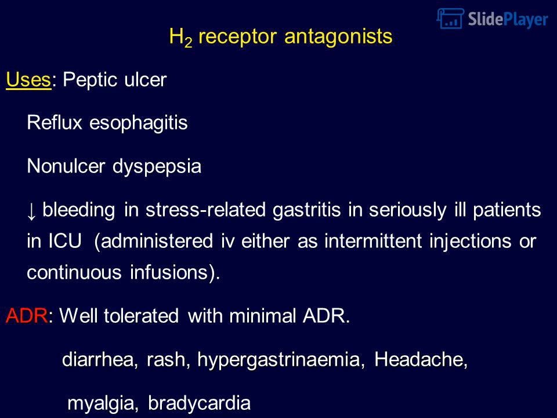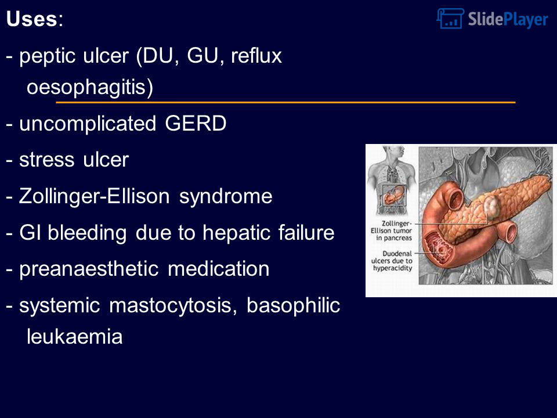H2 receptor antagonists. Uses: peptic ulcer, reflux esophagitis, non-ulcer dyspepsia, bleeding in stress-related gastritis in seriously ill patients in ICU, administered either as intermittent injections or continuous infusions. ADR: well tolerated with minimal ADR. Diarrhea, rash, hypergastrinemia, headache, myalgia, bradycardia.